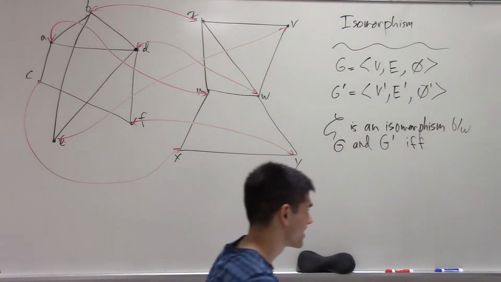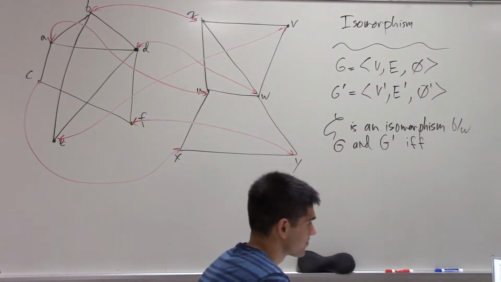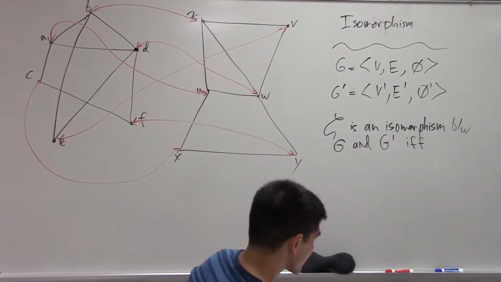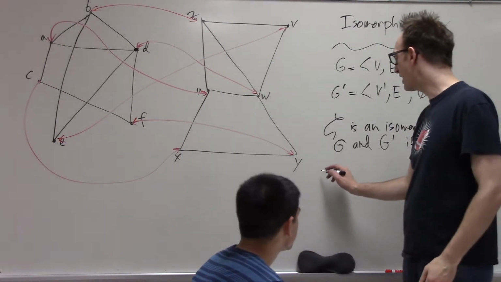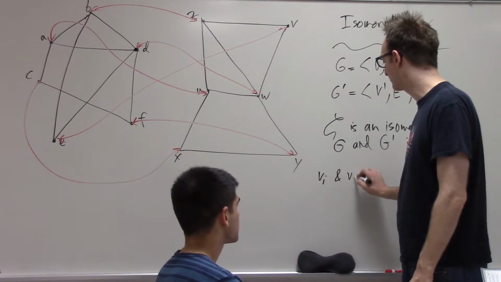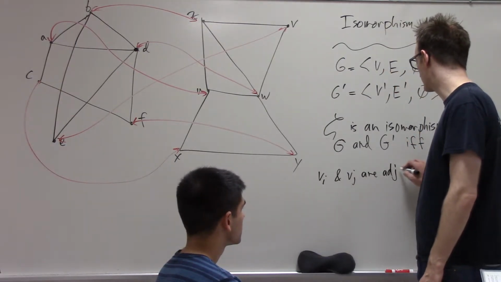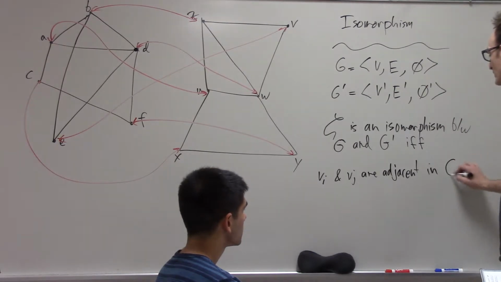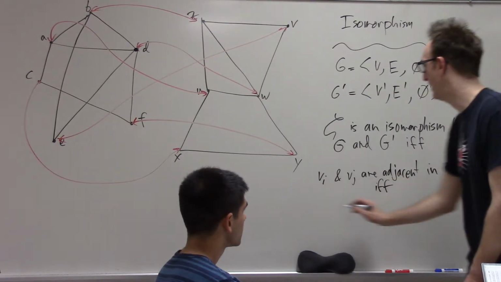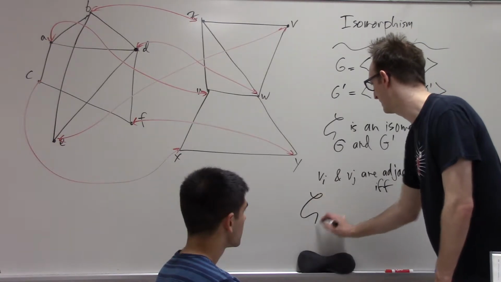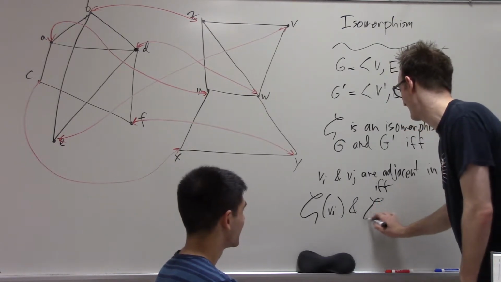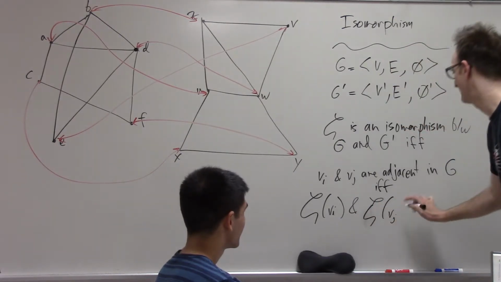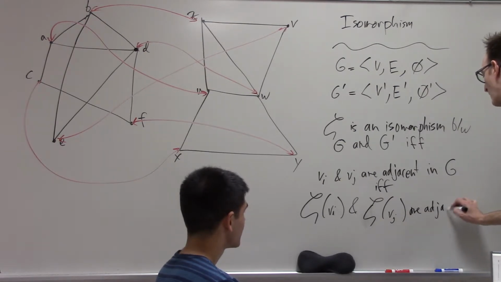It's pretty good. Okay, zeta is an isomorphism between G and G prime if and only if VI and VJ are adjacent in G if and only if zeta of VI and zeta of VJ are adjacent in G prime. So this is a mapping.